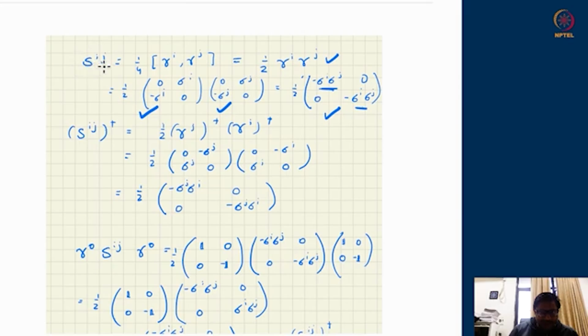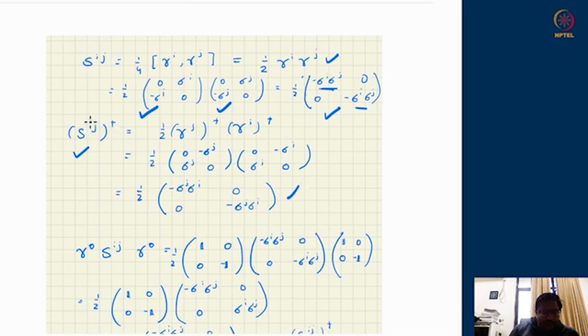For example, S12 will be minus of sigma 1, sigma 2, 0, 0, minus of sigma 1, sigma 2. Similarly for sigma 2, 3, sigma 3, 1, and the remaining ones are minuses of each other. Again, you can see that it is also Hermitian. You take the dagger, you will see that it will come back to itself.